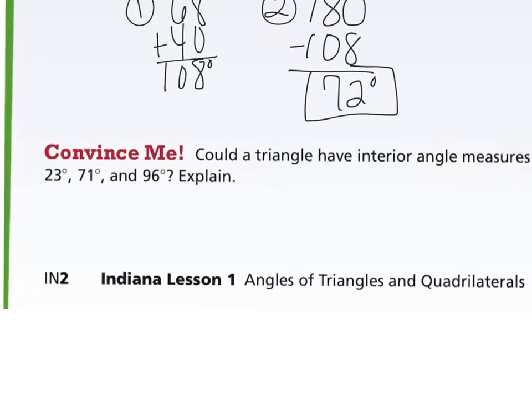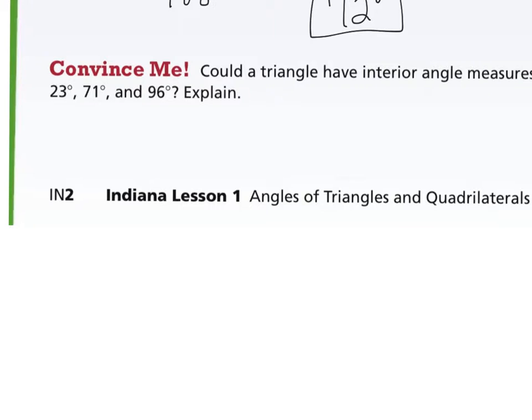So we would just add these three angle measures together here. So 23, 71, and 96. And what we're doing is, if it's a triangle, they would add up to 180 degrees. So what happens, we add those together, we get 190 degrees, which is not equal to 180, obviously.